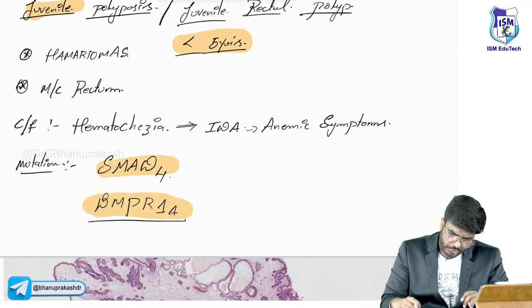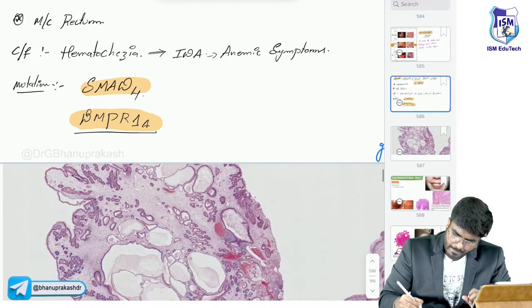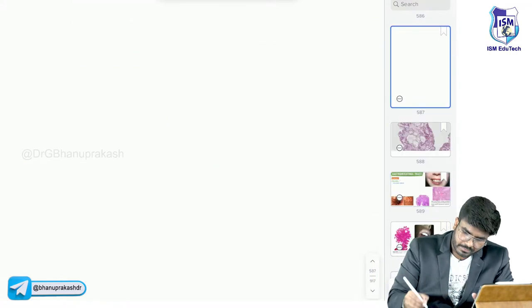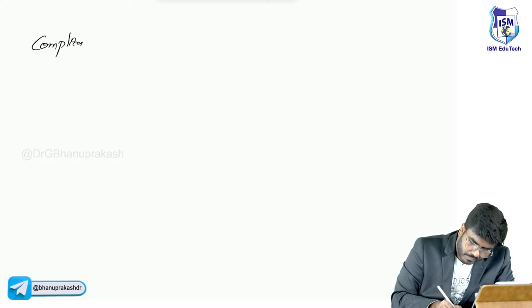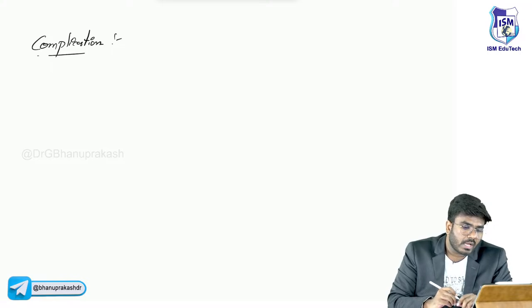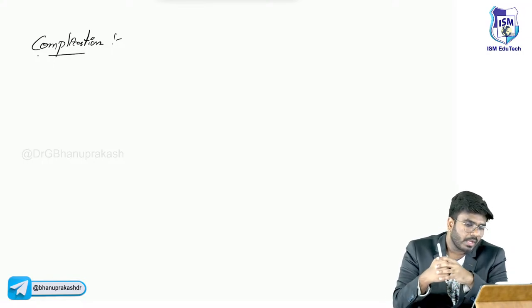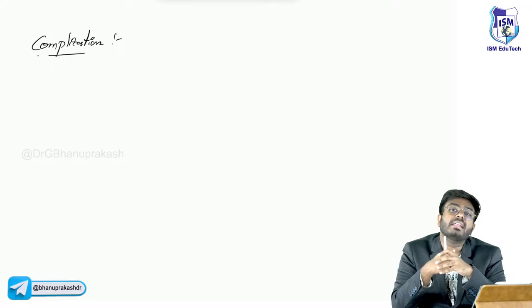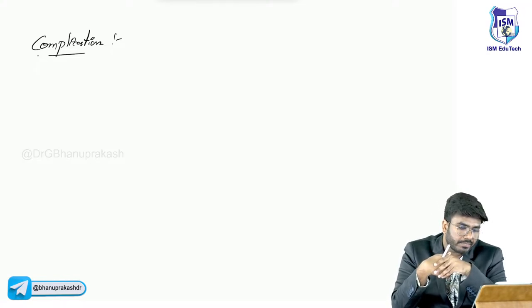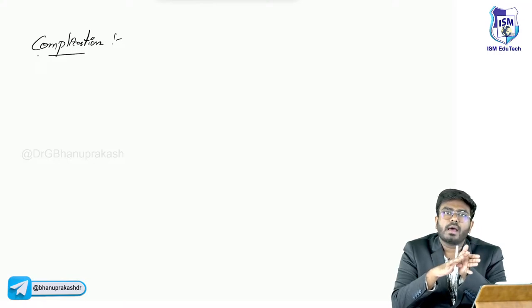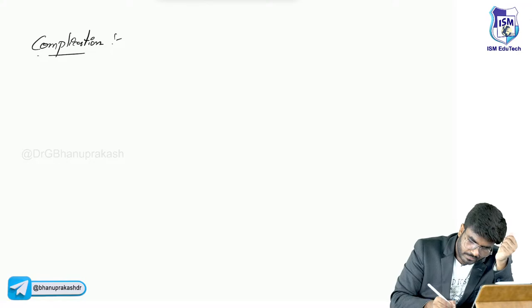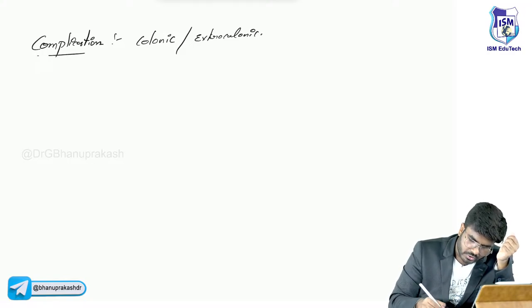Now, what are the complications? Any complication, do you know? These patients are going to have some complications. Extracolonic complications are going to be seen. What are they? Important. Before telling you about the extracolonic manifestations, first let me tell you the complication. These patients are at risk that in the future they will develop colon carcinoma. There is a possibility. Colonic or even extracolonic adenocarcinoma can be seen. That's one of the complications.